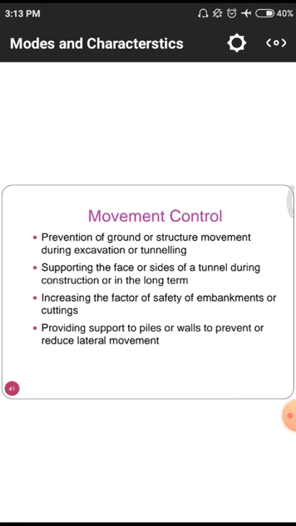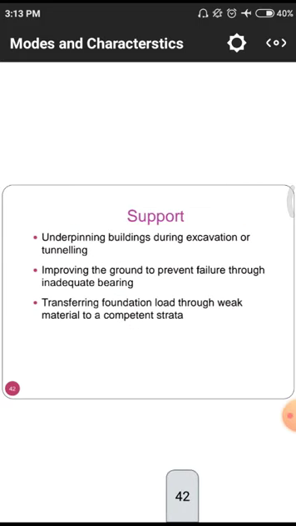And the second one is supporting the face or sides of the tunnel during construction in the long term. And some safety factors we have to consider whenever we are constructing embankments and tunnels. In those conditions there may also be some control required in the movement of water or jet materials, and providing supports to the piles or walls to prevent or reduce lateral movements. And how do they go about these supporting techniques?